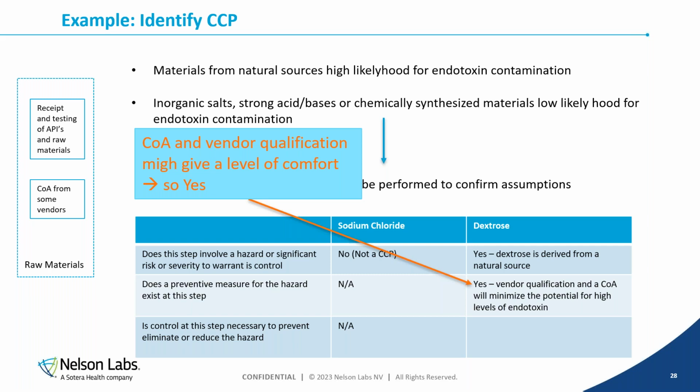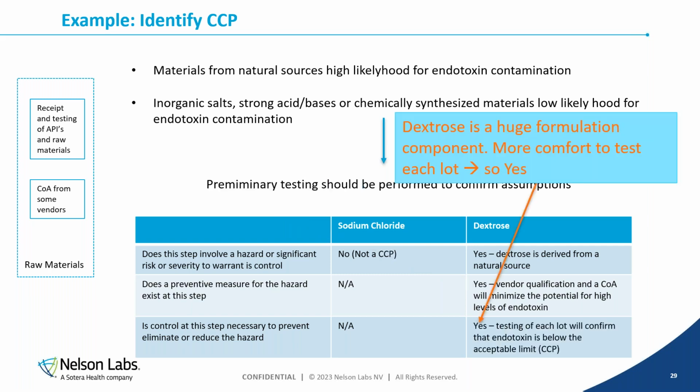So we shift to the last question: is control at this step necessary to prevent, eliminate, or reduce the hazard? Well, dextrose, as I pointed out, is a huge formulation component of our final drug. So we might feel more comfortable if we would test each lot, so we are really sure and really aware of how many endotoxins we are actually introducing in our chain. So the answer to this question is yes, and we have by this identified a critical control point.